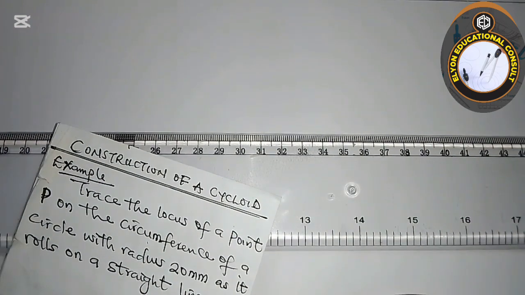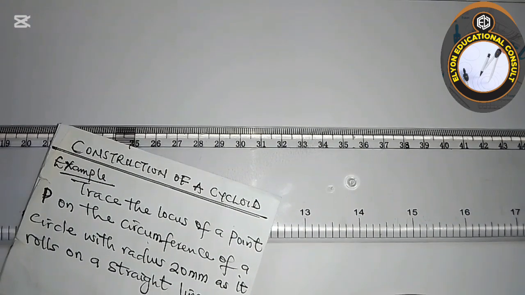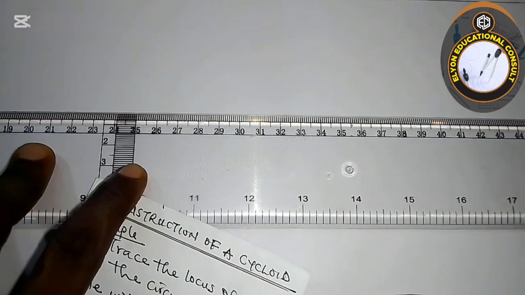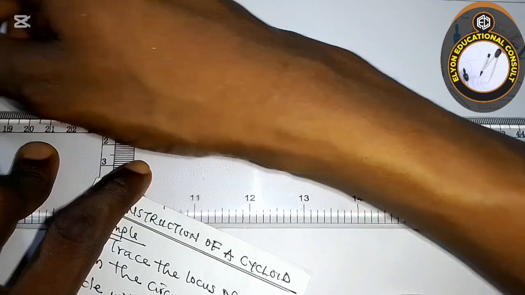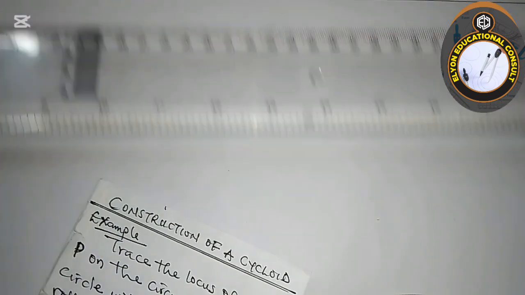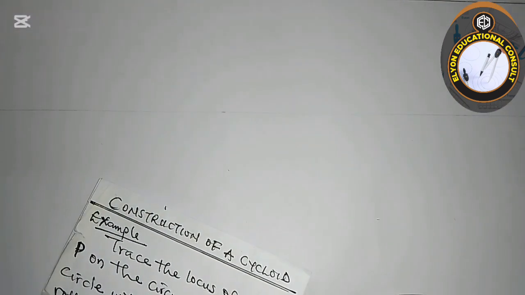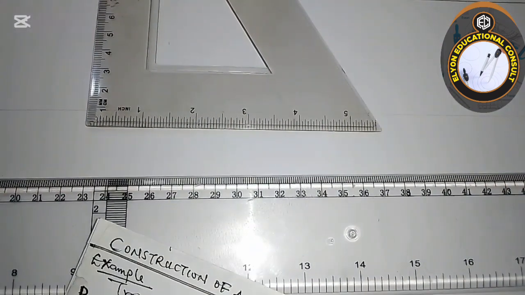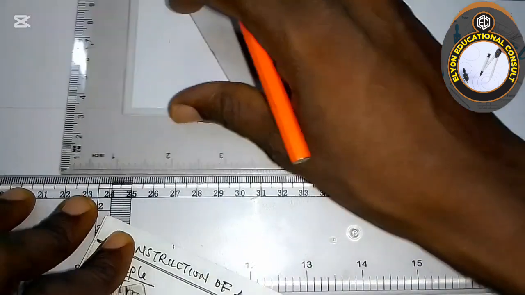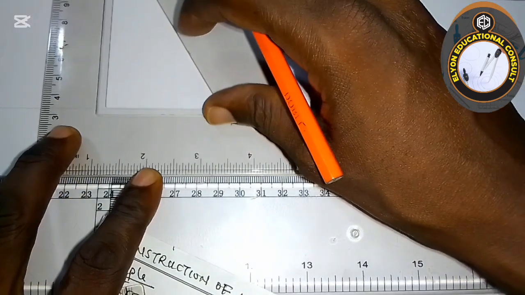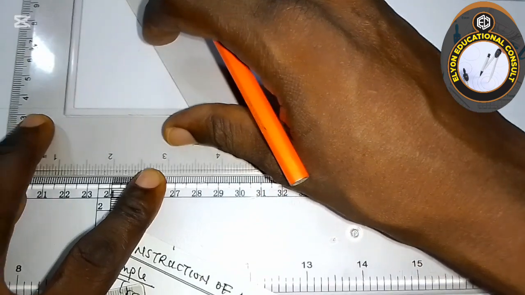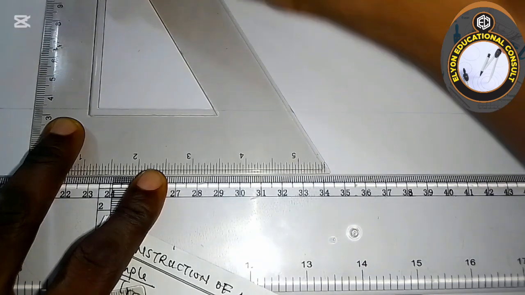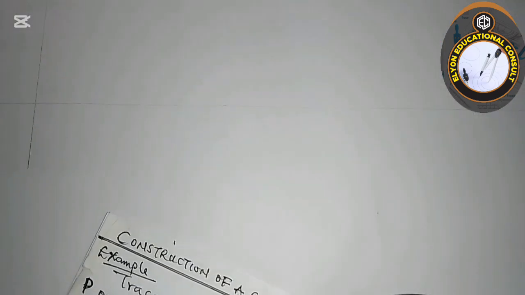Just before we do that, let's draw our horizontal line this way. Let's have a point, move this down a little, where the circle will begin from. So we have this.